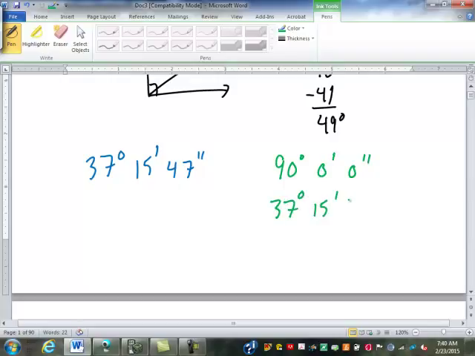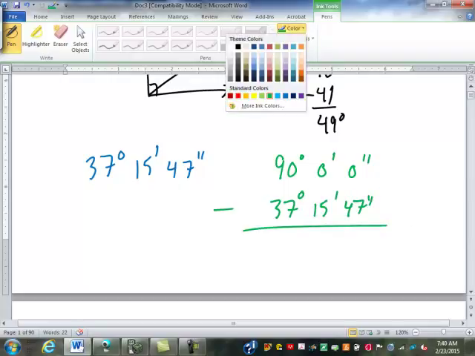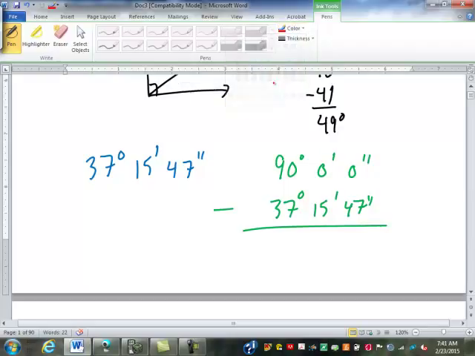37, 15, 47. And of course, we cannot subtract 47 from 0, so we have to borrow. But in this case, there's nothing here to borrow from, so we're going to have to go all the way up to the degrees. This will be 89 degrees. This is going to be how much? 60, but then we're going to borrow from that to make it 59 minutes, and this will now be 60. And now we can subtract. 60 minus 47 is 13 seconds. 59 minus 15 is 44 minutes, and 89 minus 37 is 52 degrees.